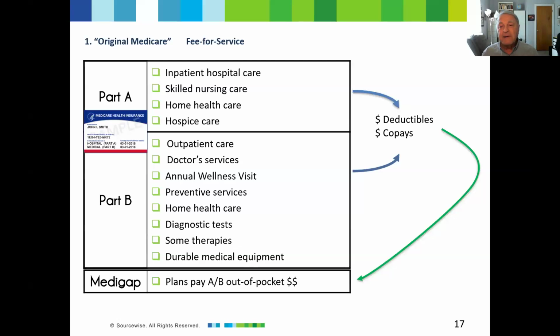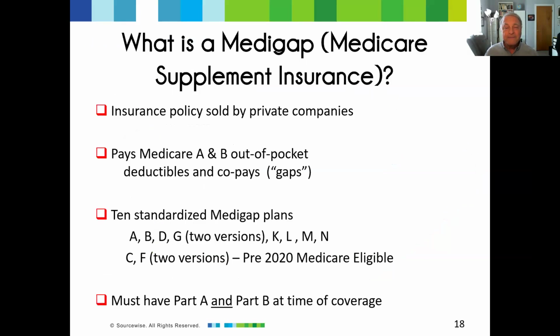Now, remember I talked about all of these deductibles and copays. Well, people get what is called a Medigap or a Medicare supplement insurance plan to cover those, to cover some up to all of those, depending on the plan that you choose. And here's the way these work. These are plans that are sold by private insurance companies, but they are regulated by the federal government. And they're designed to pay the gaps, the out-of-pocket costs. That's why they call them a Medigap.